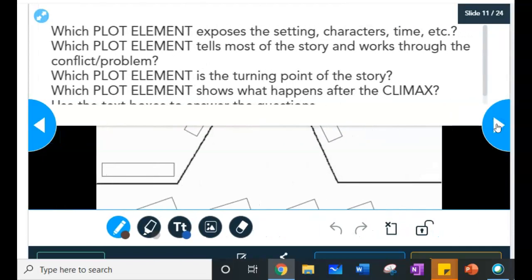Again, the activity. So now you have: which plot element exposes the setting, which plot element tells most of the story and works through the conflict, which is the turning point of the story, and which shows what happens after the climax, right, on the way down the mountain. You're just going to put those four in your little chart.